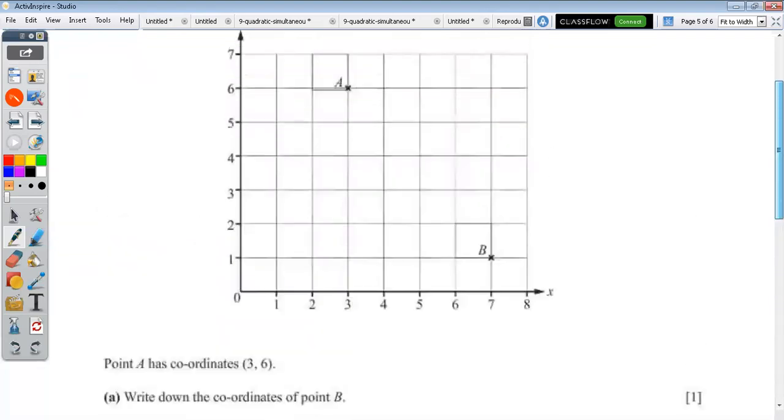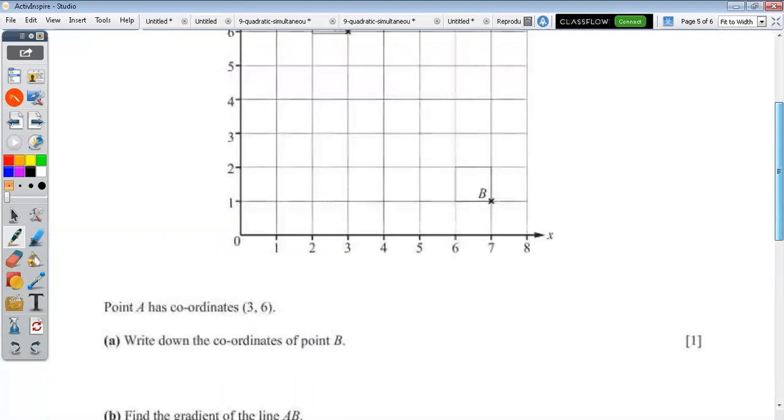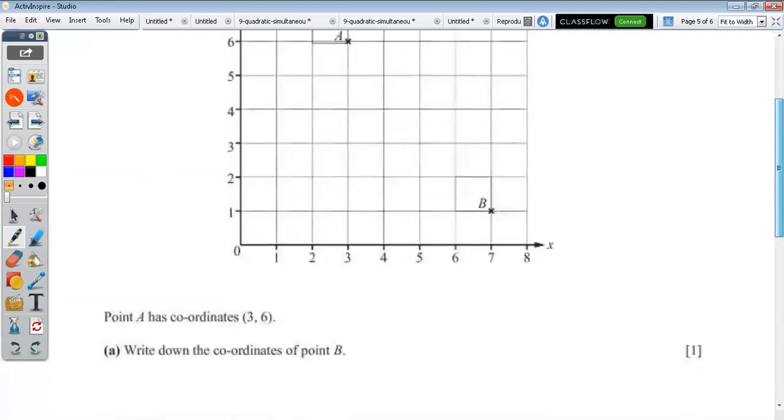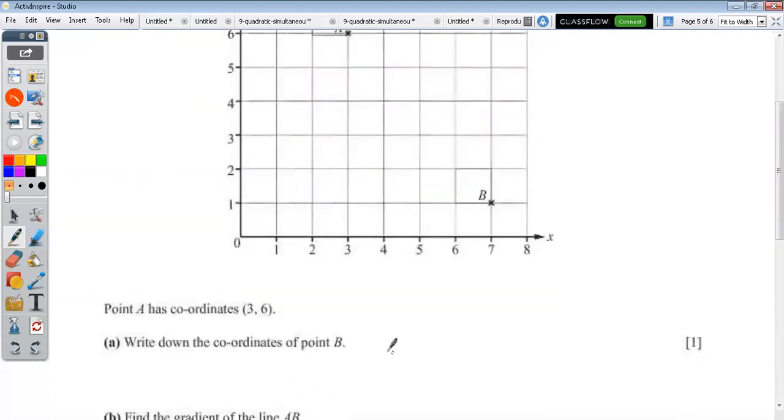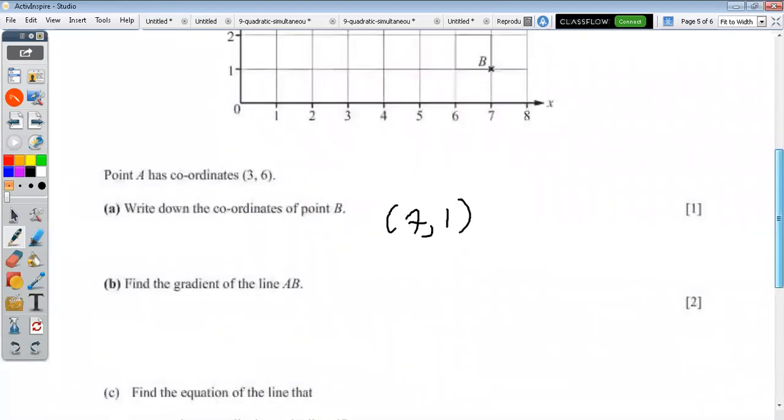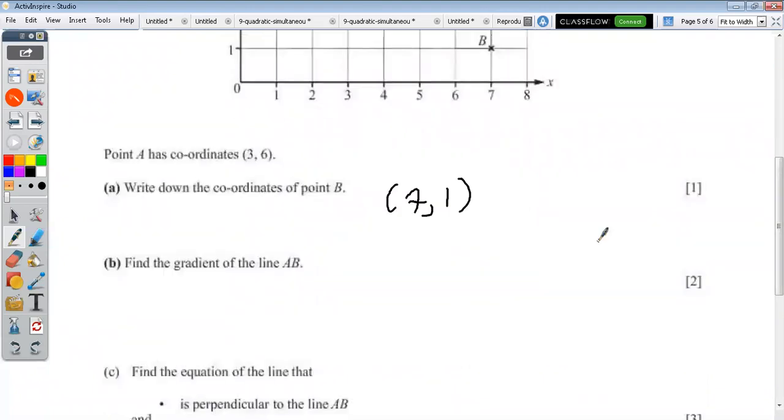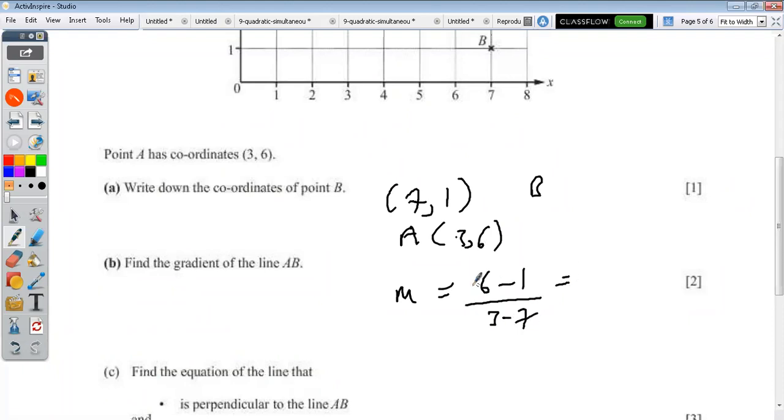Now find the coordinates of B. That's easier. A is 3, 6. So what is B? 7, what? 7, 1. Yeah. 7, 1. Gradient of the line, so this is B. Then A is 3, 6. So gradient is change in y, 6 minus 1, divided by 3 minus 7. On top, you get what? 5, huh?